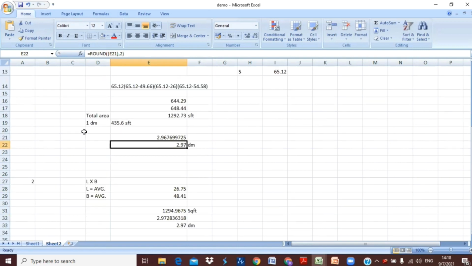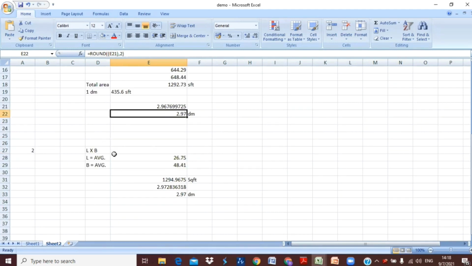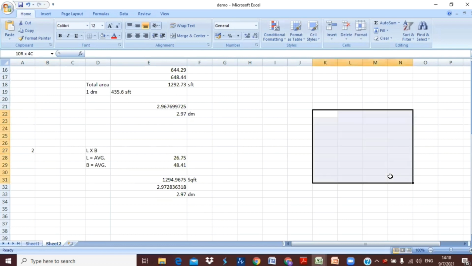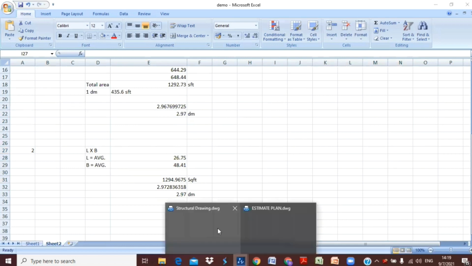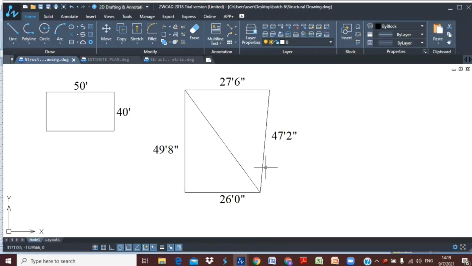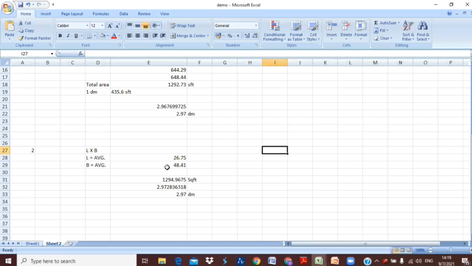So this is one method, and another one I will show you. Another one is very easy, but it is not accurate, but yes, you can also calculate this way. For a rectangle we have the formula for finding area, that is A into B, length into breadth. In this drawing also we have length into breadth, but the question is that these are different lengths. So what we will do is take the average.